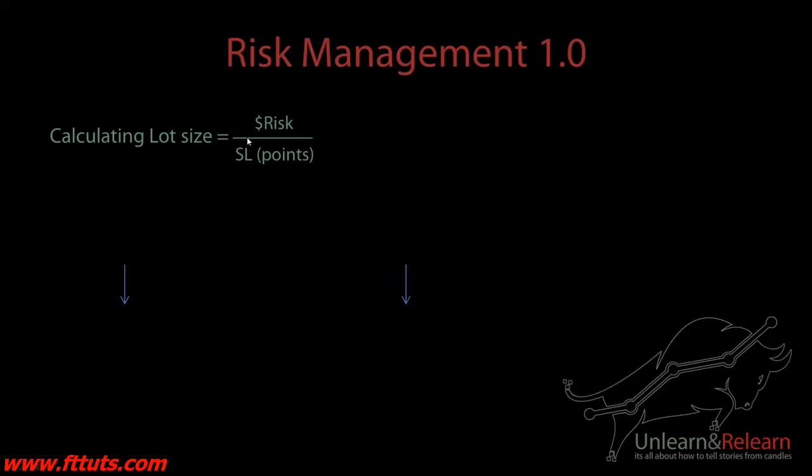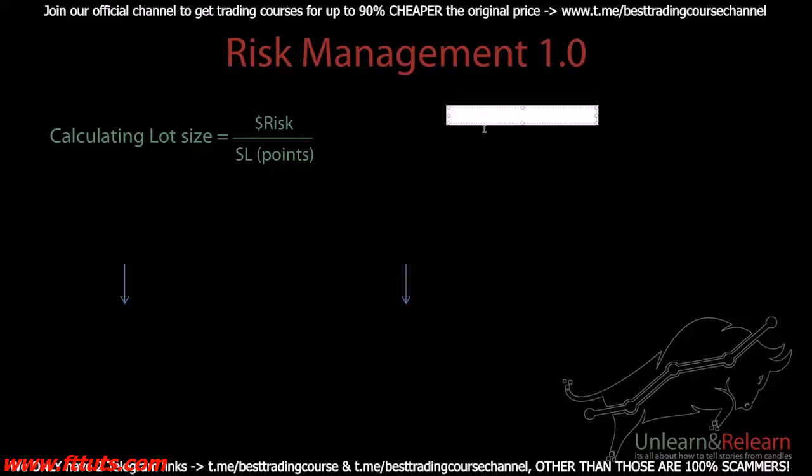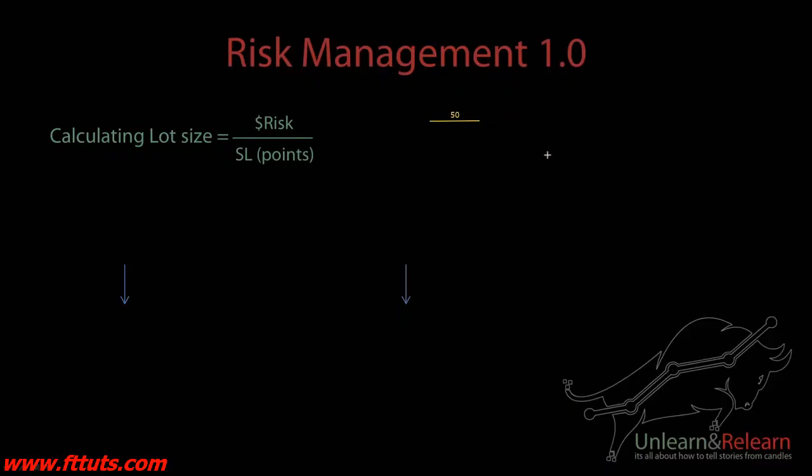So let's say you have dollar risk. Let's say someone has a $1,000 account and they say, I want to risk maybe $50. When you calculate your stop loss, let's say it's 20 pips. You want to measure stop loss in points, so 20 pips is probably going to be 200 points. So 50 divided by 200, around 5 by 20.